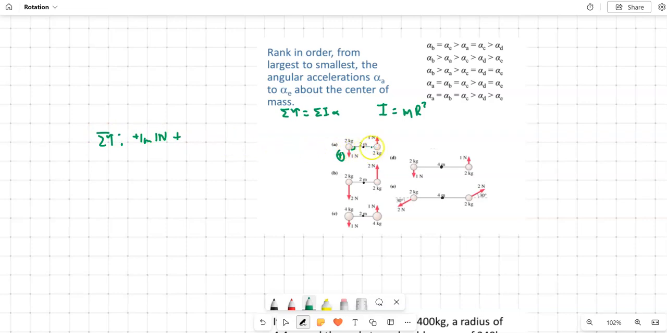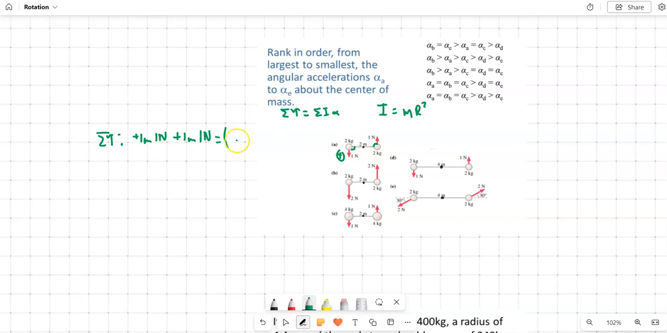We're going to add that to this other torque over here, which is also a positive torque. It's 1 meter, it's also 1 Newton, and it's at the sine of 90 degrees. Okay. Now comes the moment of inertia.